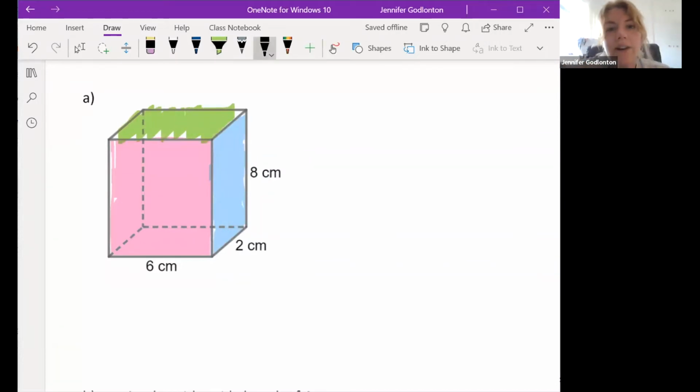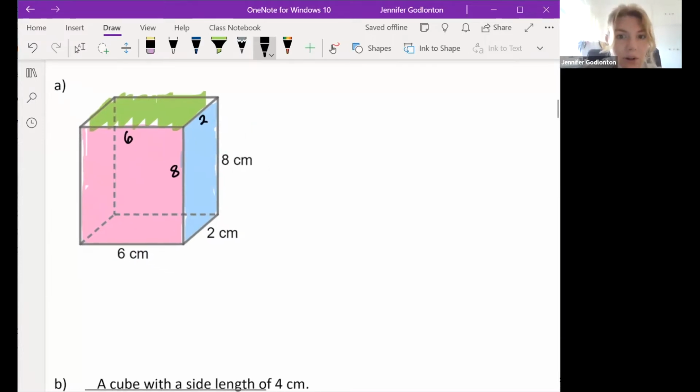Now, if you feel uncomfortable with the numbers, you are welcome to repeat them wherever you need. So for example, you can write that 8 over here, that 2 over here, and that 6 over there. Then you can see where everything is. My first advice in any type of surface area question is to highlight the things that you can see that you're working out, and the numbers that will help you as you move through this.